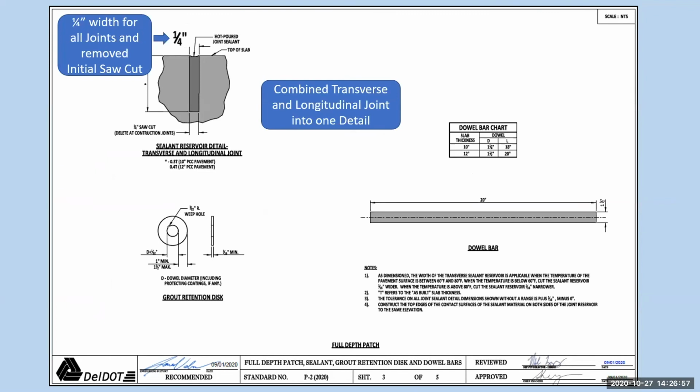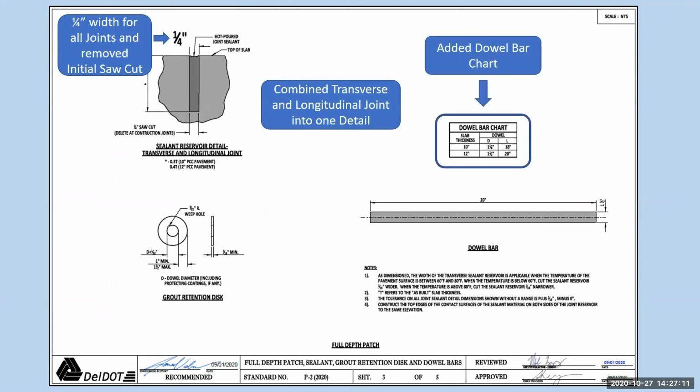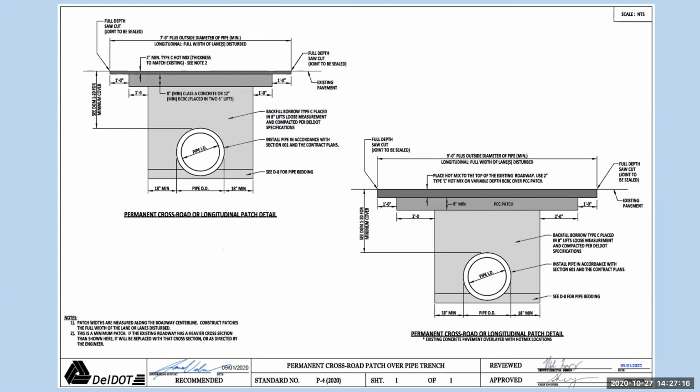Again, the 1/4 inch width for all joints, and remove the initial saw cut. So before there was a thinner initial saw cut, and then the joint was made bigger with a second cut, and with backer rods. All that has been greatly simplified. Also added the Dalbar chart.